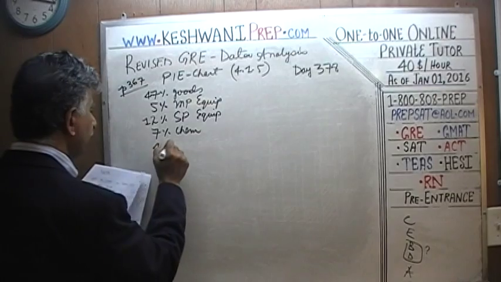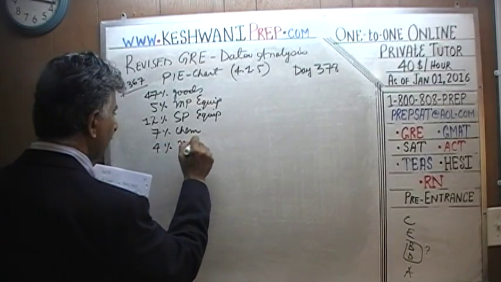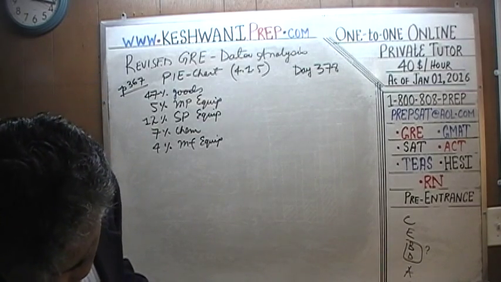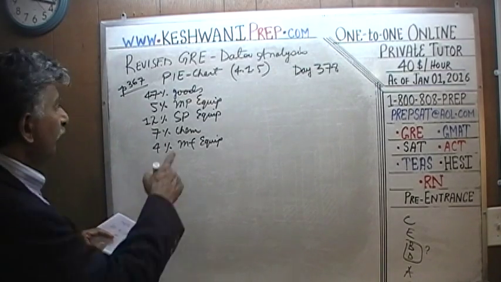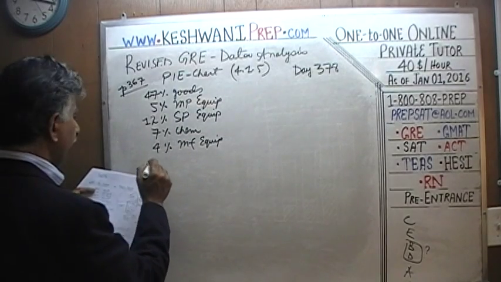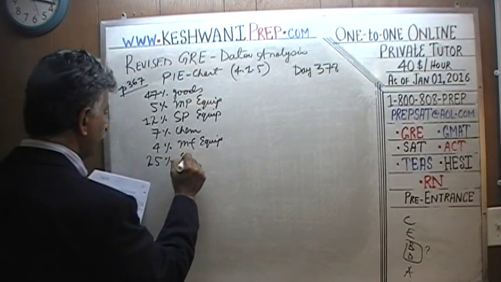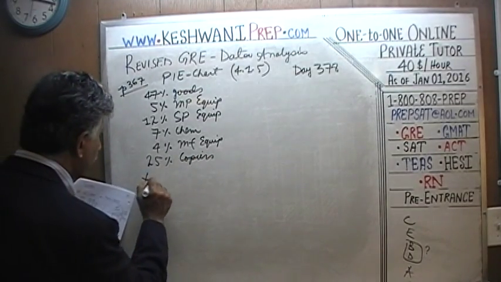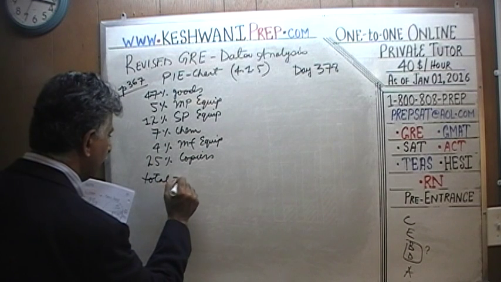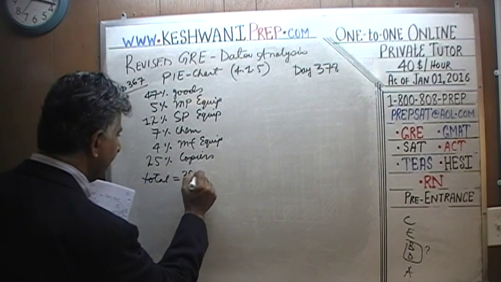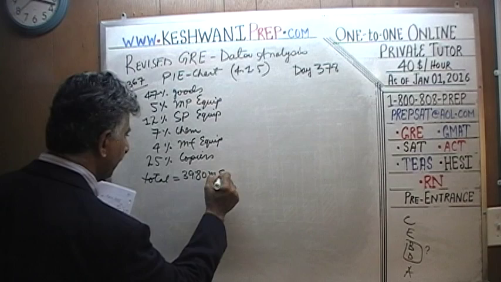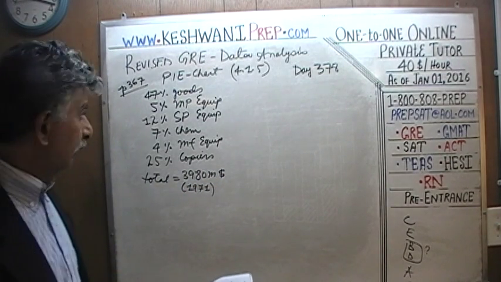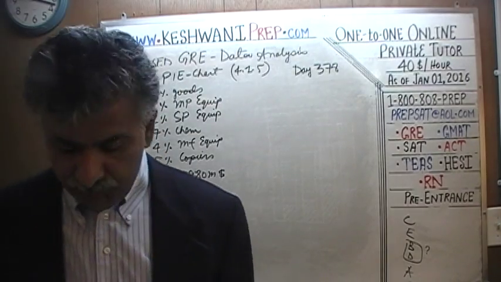We have 4% MF equipment. MF stands for microfilm as opposed to MP. And we have 25% copier. And we are told that the total was 3,980 million dollars in 1971. First thing to do is actually draw the pie chart, which is why it's called the pie chart.